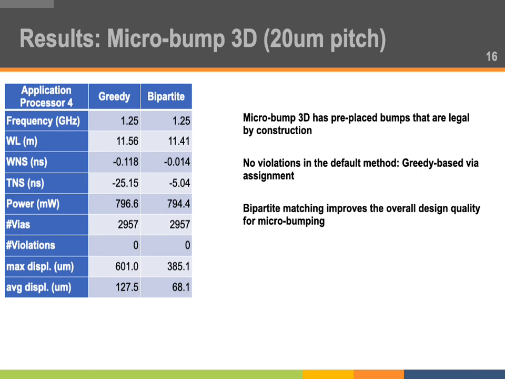When compared to a naive way of assigning the bumps using a greedy process, bipartite matching based assignment shows much improved QoR in terms of the worst negative slack, total negative slack, and the wire length. This shows the robustness of the bipartite method, as it's applicable for both hybrid bonding and Microbump 3D.